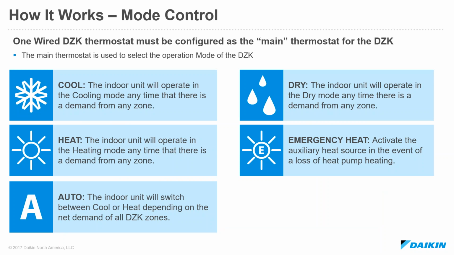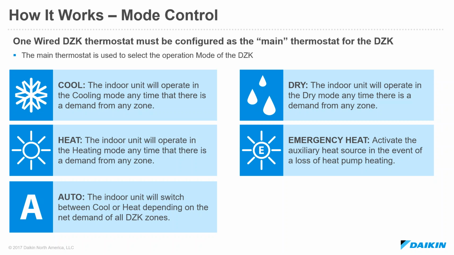When it comes to the mode of operation, we have that DZK, we have several different zone outlets. Each of those outlets has its own set point and has its own thermostat. But what this means is that one of the DZK thermostats will have to utilize a wired thermostat, and we'll see those thermostat options in a bit more detail later. But one of the thermostats must be a wired thermostat, and that will be configured as the main thermostat for the DZK. And this is essentially like choosing the master indoor unit of a heat pump system.